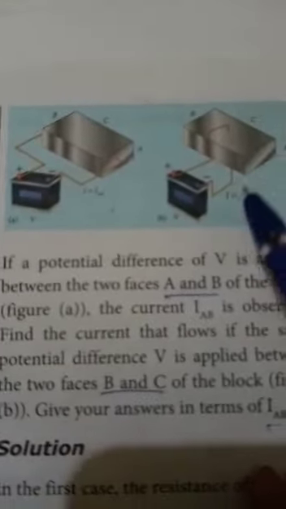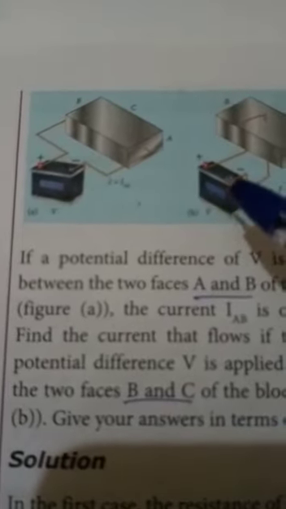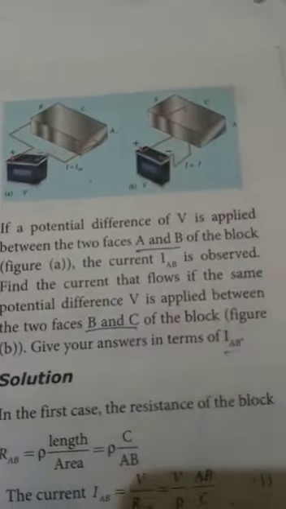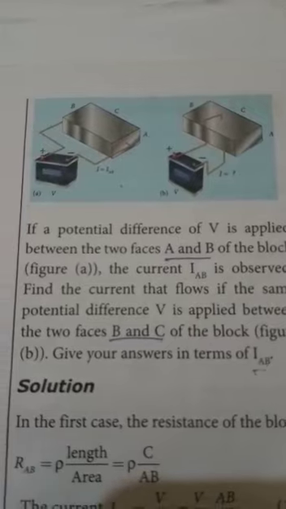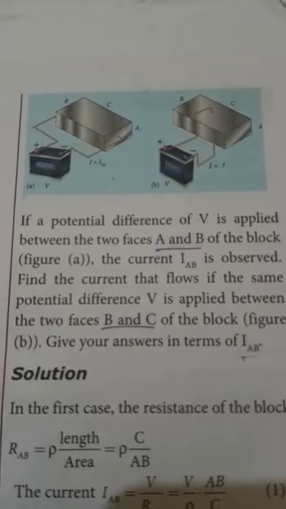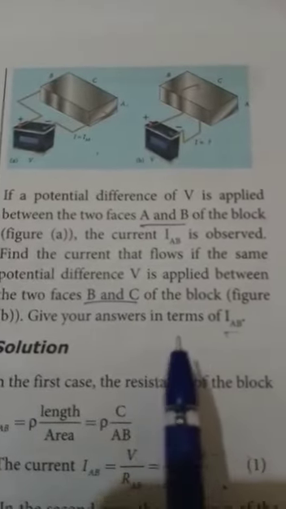Next one. Consider the rectangular block of metal of height A, breadth B and length C. It is shown in the figure. If the potential difference V is applied between the two faces A and B, this is A, that is B. Between the two we are applying the potential difference. That time what is the current? Current IAB is observed. Find the current that flows if the same potential difference V is applied between the faces B and C. When we give it like this, what is the current? Give your answer in terms of IAB.